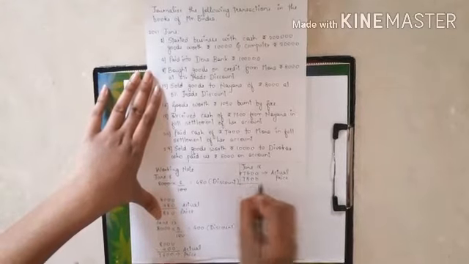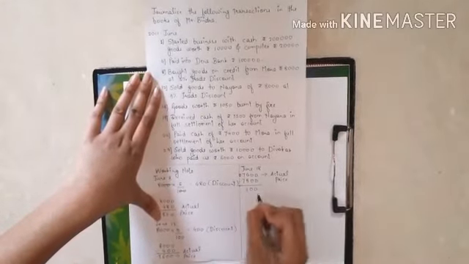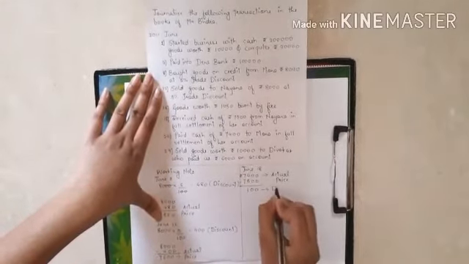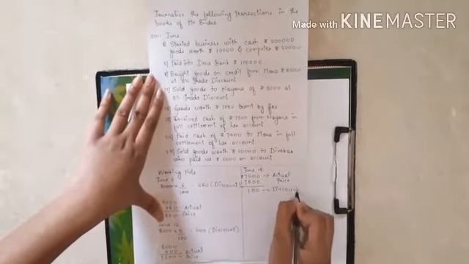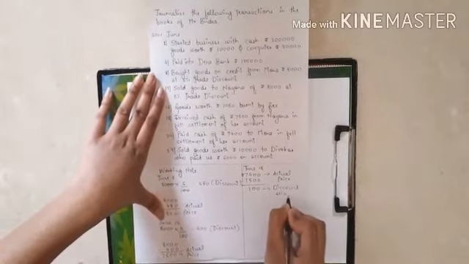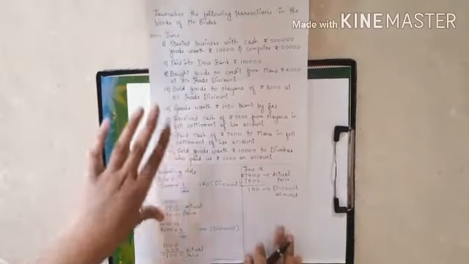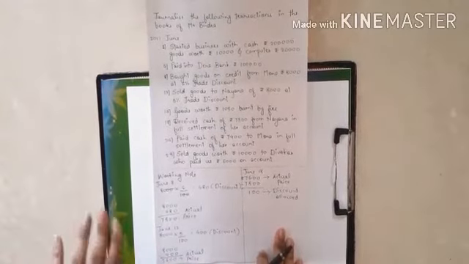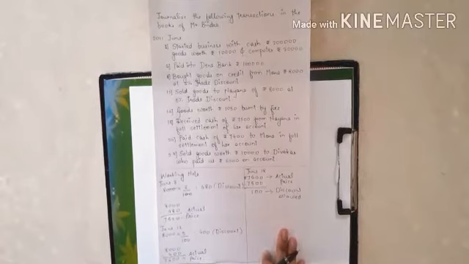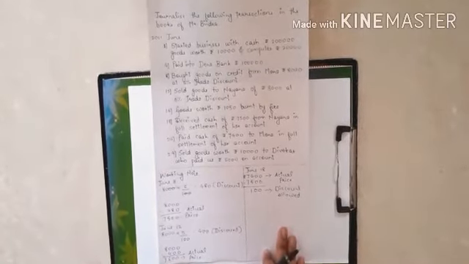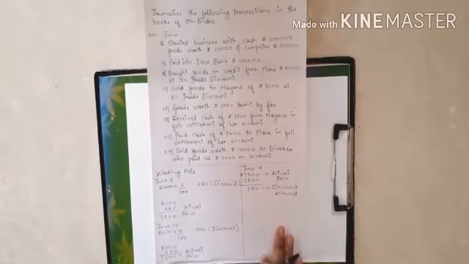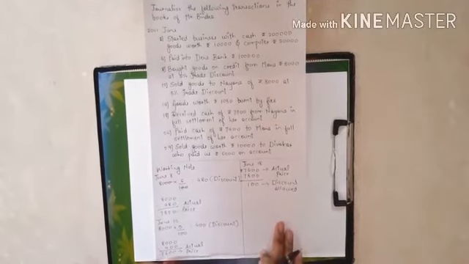7,500 minus 100 is the discount allowed to Naina. Okay. There is a difference between trade discount and discount. Trade discount is the discount that we allow at the time of purchasing or selling.